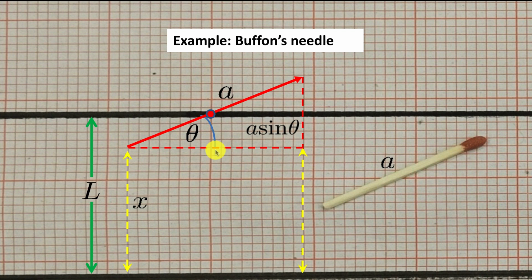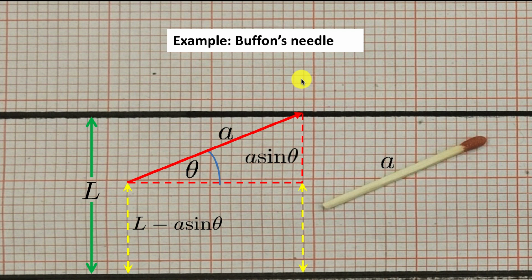So the limits on x and theta are x going between 0 to L, and theta going between 0 and 2 pi. Obviously, this length over here is a sine theta. The tip of this matchstick is here, and it will barely cross this upper line, and in that case, then, of course, this remains a sine theta. We're keeping theta fixed.